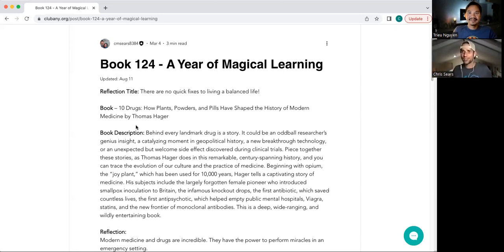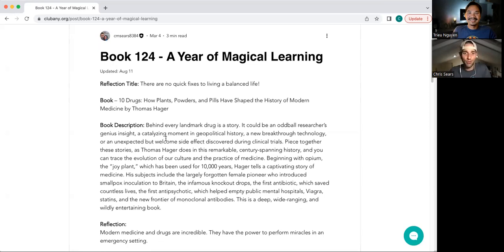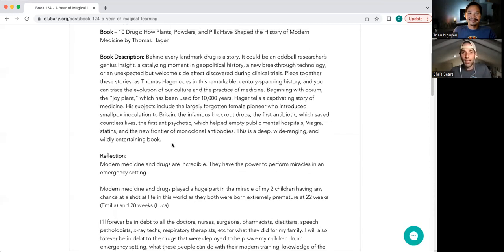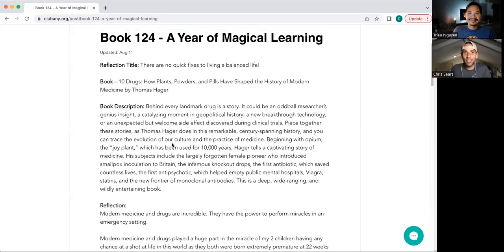I didn't know that. Anyway, enough about what we learned in Ten Drugs. It was a good book, and I would recommend people check it out. However, onto the reflection for the day. The reflection title for this one was: there are no quick fixes to live a balanced life.